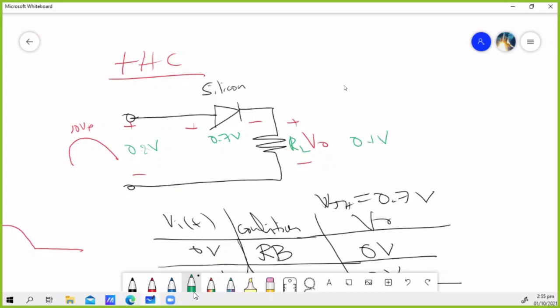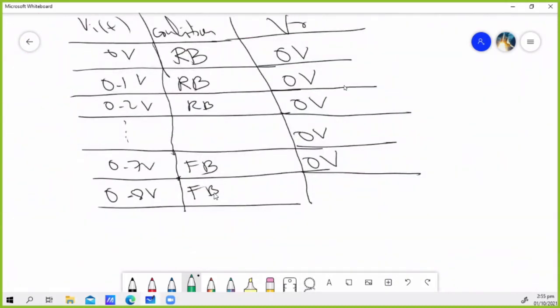Bakit? Kasi nga voltage divider theorem. Yung input mo, mahahati sa pagitan ng silicon at ng load. 0.7 plus 0.1 is equal to 0.8. So isulat natin doon sa table natin. So we have 0.1 volts. Okay, let's say naging 0.9 volts.